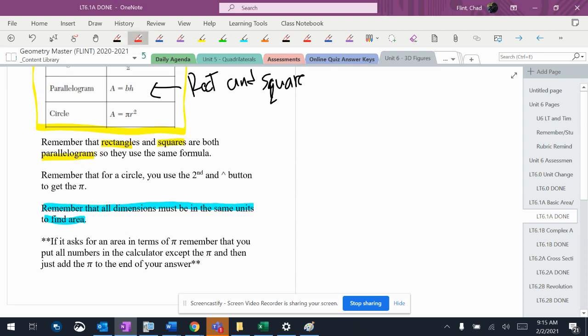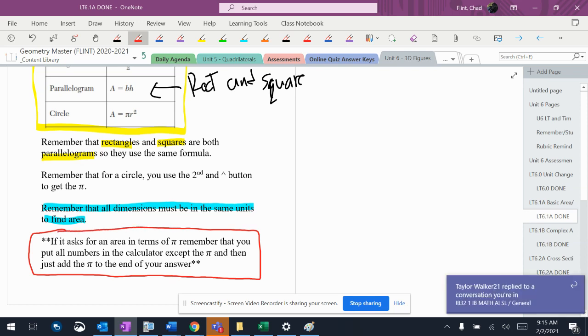Then the big thing that we have to talk about is that if it asks for an area in terms of pi, which it's going to do, or a volume in terms of pi, that means we have to make sure that we are not putting the pi into the calculator. You're going to see some questions down here where it talks about that as you go through.